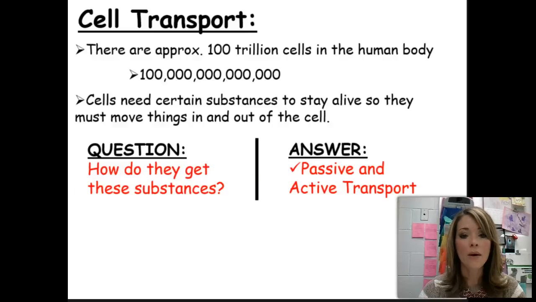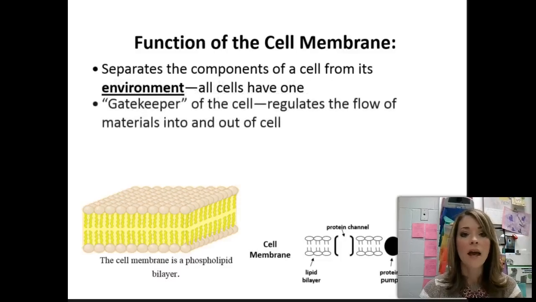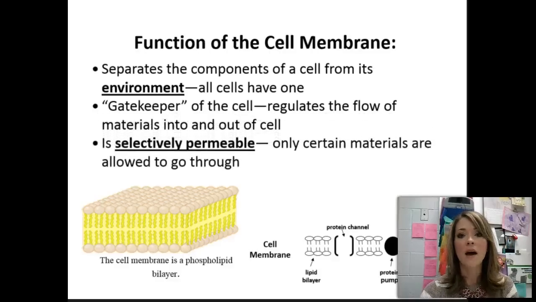All right, so when the cell moves things in and out of the cell, it's going to have to go through the cell membrane. All cells have a cell membrane. This is what separates them from their outside environment, and it kind of functions as the gatekeeper. It's what controls what goes in and out of the cell. And because it's controlling what goes in and out of the cell, it doesn't let everything in and it doesn't let everything out easily. It's called selectively permeable. Sometimes this is called semi-permeable, but it means that the cell membrane will only let certain materials go in and out.